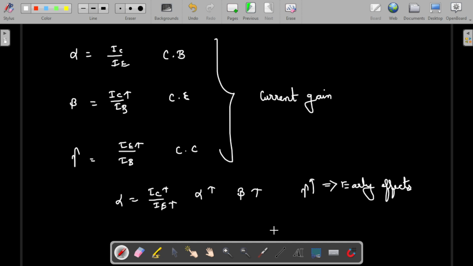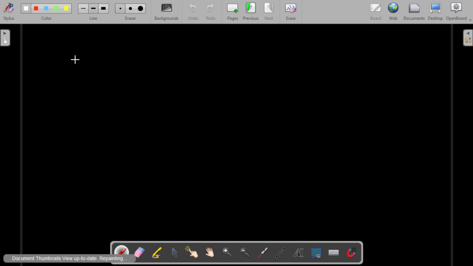As the reverse bias at the collector junction keeps on increasing, then at a particular reverse bias the complete base region will be depleted. There will be one point where WB dash will be practically equal to 0. That condition is called punch through. This is a very important question, so please make note of it.